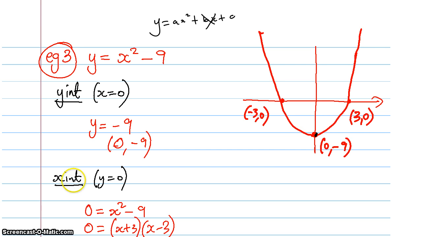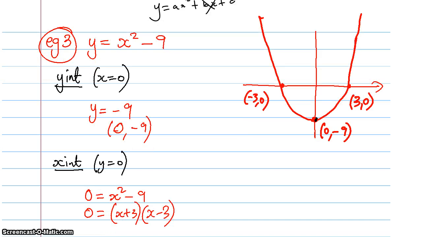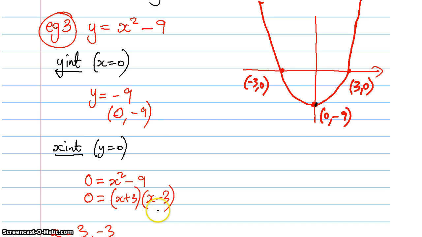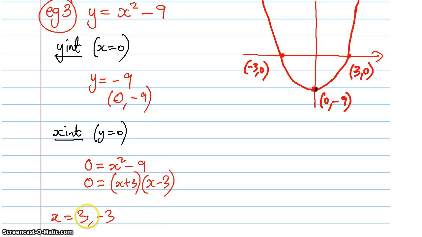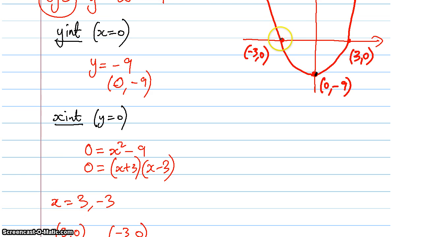If I want to find out the x-intercept, I make y equals 0, so 0 equals x squared minus 9. And at this point, I can use any of the methods. I could use completing the square, I could use the quadratic formula, but it's much easier to use the difference of two squares for this case here. So I get x plus 3 and x minus 3. So therefore the solutions are x equals 3 and x equals negative 3, and I can put those two on my graph there.